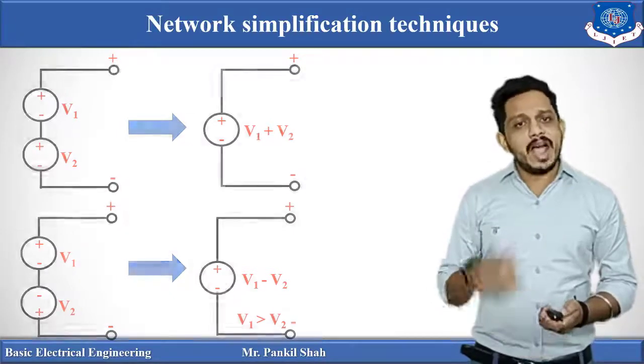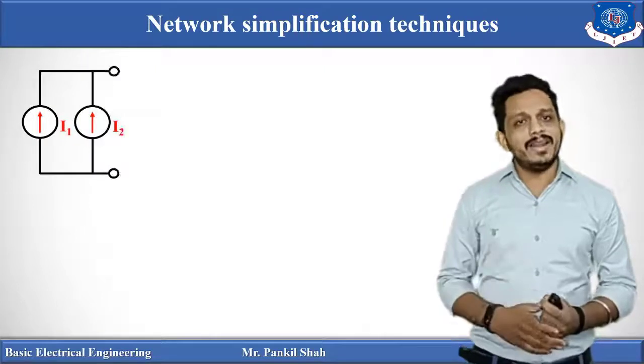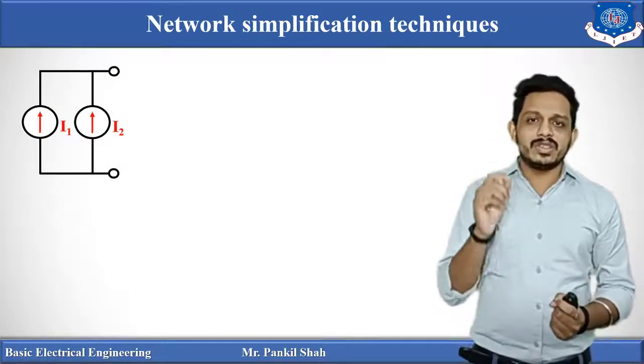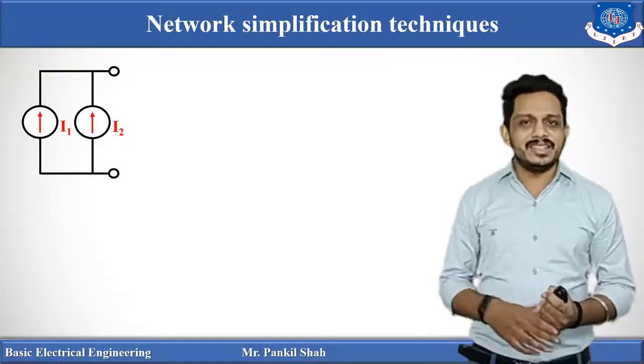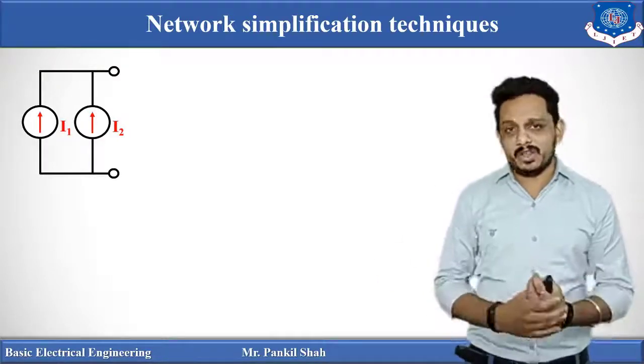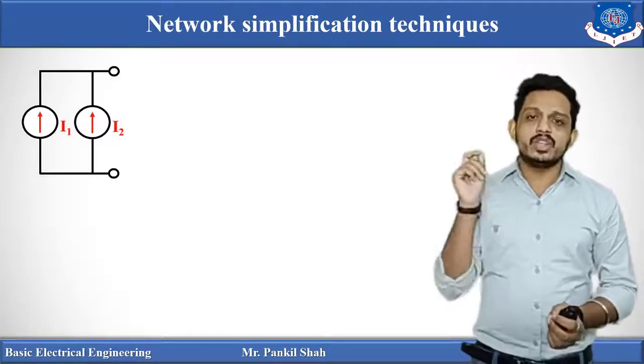Now let's see how the current sources are combined. The main condition to combine current sources is that they should be connected in parallel to each other. If two current sources are connected in series, then that is not possible, and you cannot combine those current sources. So the current sources should be in parallel.